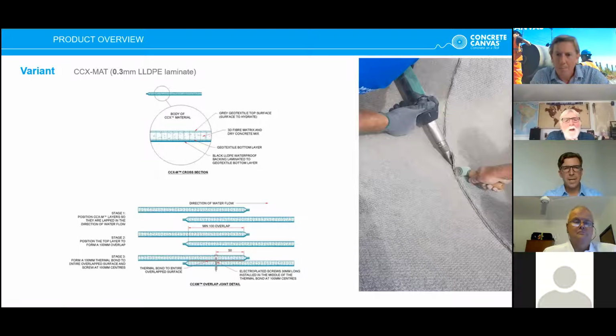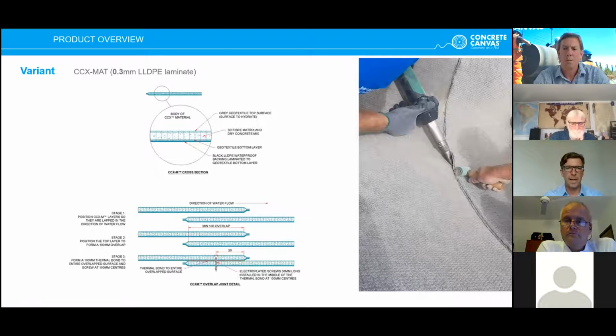There are two CCX variants available for bulk water infrastructure applications. Both have been named to conform with the common classifications for GCCMs and GCCBs. CCX Matte is hence classified as a GCCM and CCX Barrier a GCCB. CCX Matte has a 0.3 millimeter thick LLDPE backing that is more suitable for low water head infrastructure or for remediation or top cover of existing lined canals.